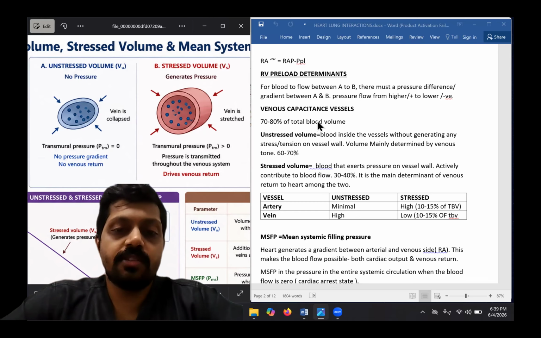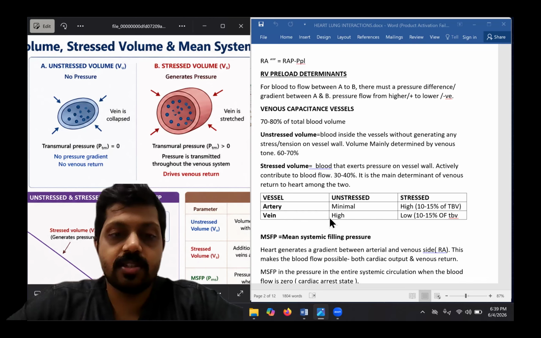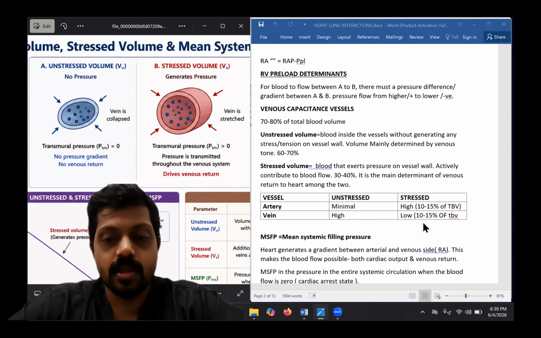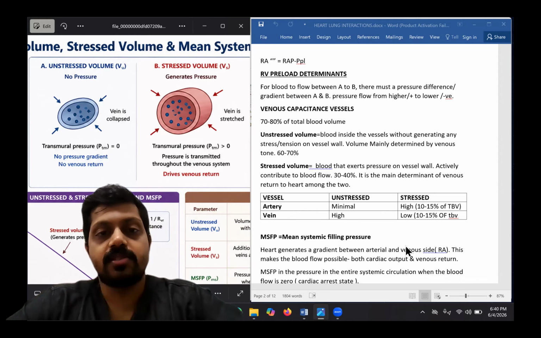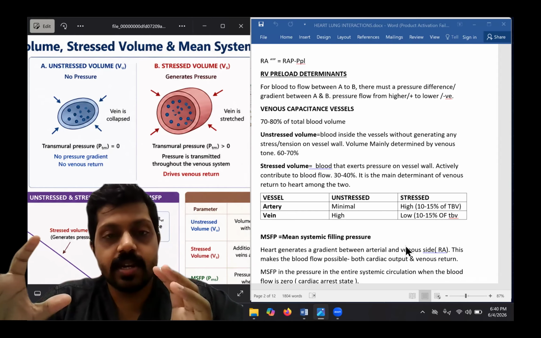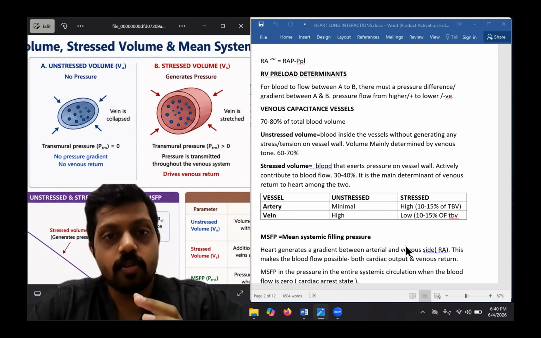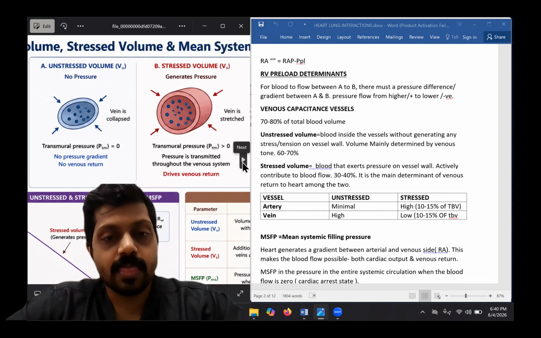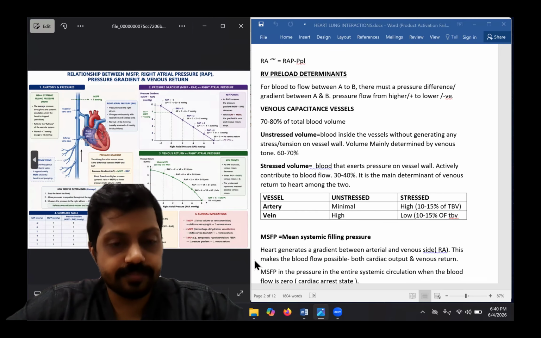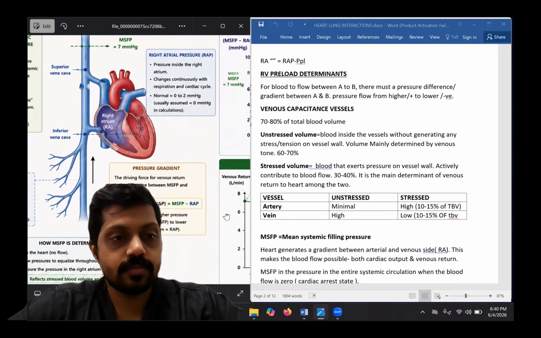Where is this unstressed volume? Predominantly in the venous system, whereas the stressed volume is very high in the arterial system. The heart generates a pressure gradient between the arterial and venous systems. Because of this pressure gradient, everything is possible: there is a cardiac output and there is a venous return back to the heart. What happens if there is no pressure gradient? Will there be any blood flow?